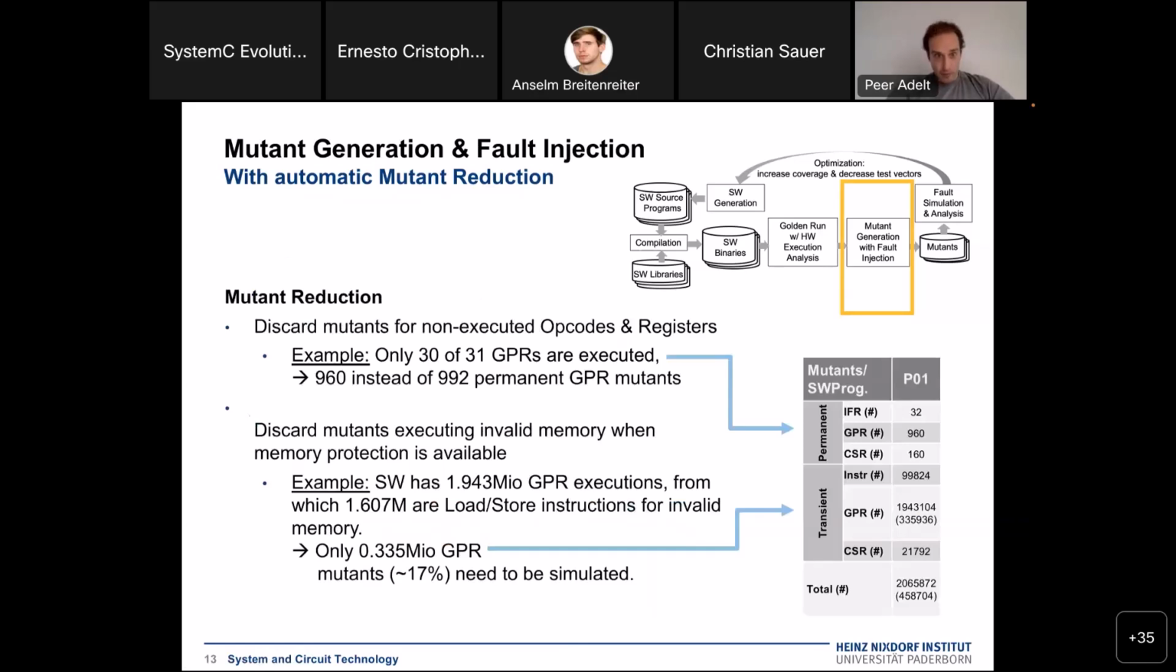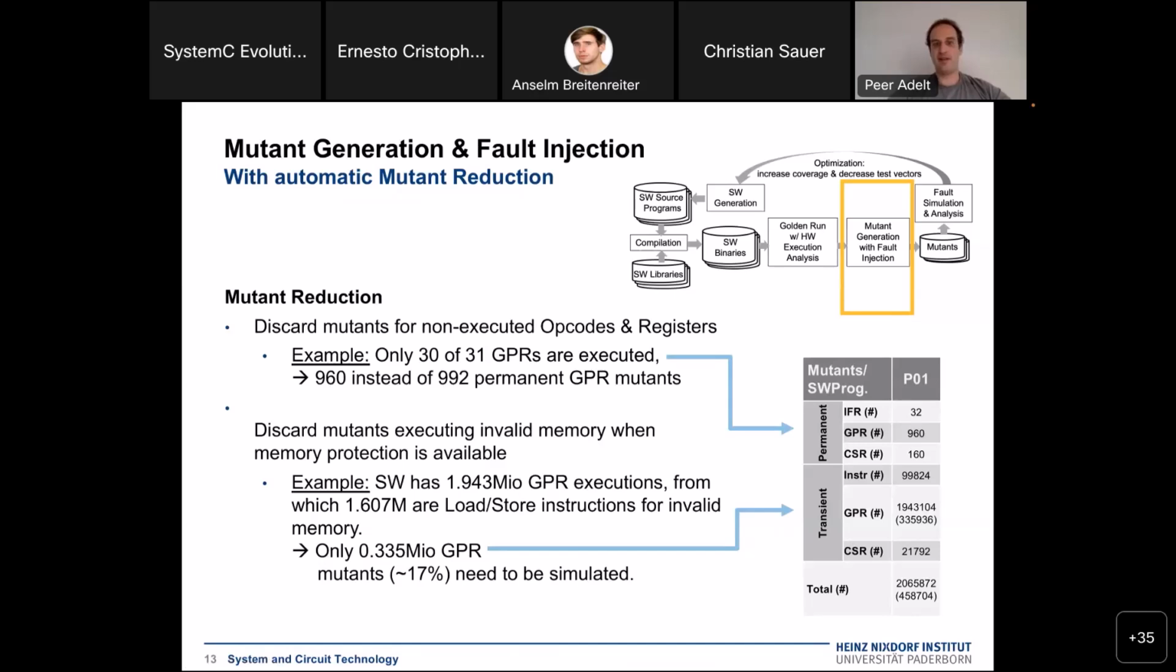To give you an example for both of these techniques, I already showed you in one of the CSmith programs that those only accessed or executed 30 out of 31 general purpose registers at maximum. So this means for such a program, we wouldn't need to actually simulate all 992 permanent GPR mutations, but only 960.